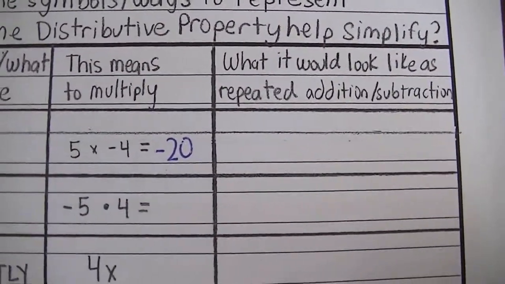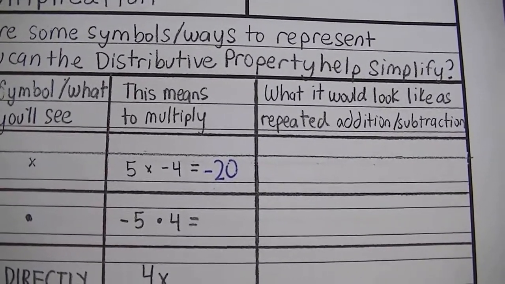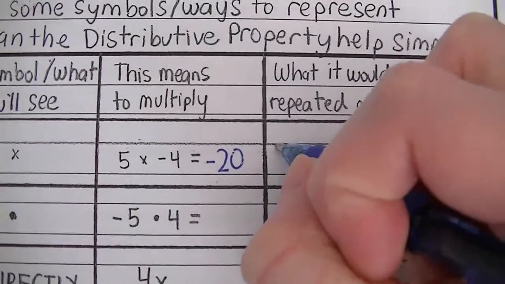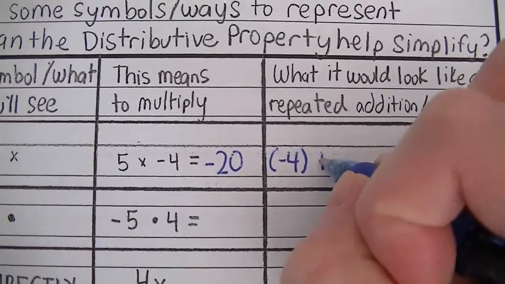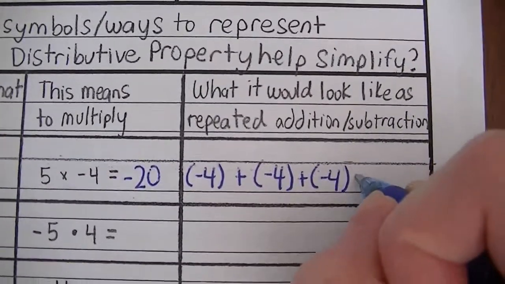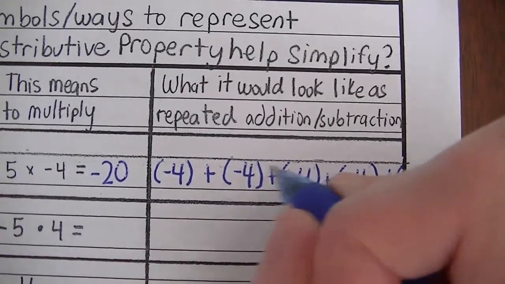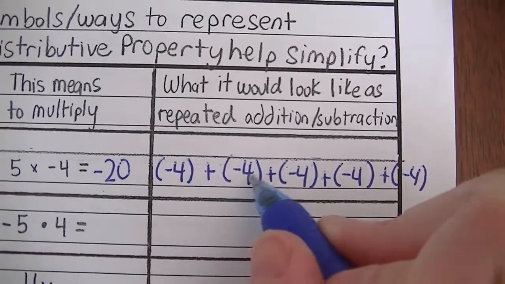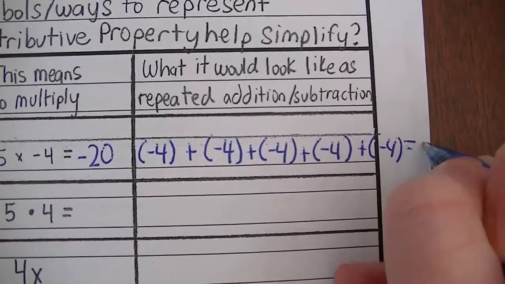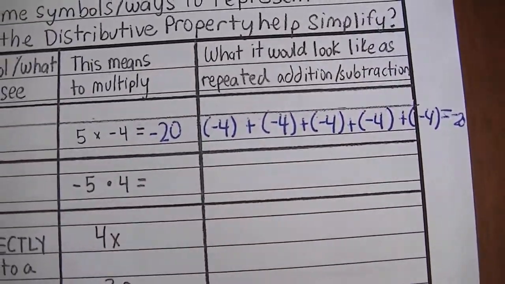This is what it would look like as repeated addition or subtraction, because I hope you know by now that multiplication is just repeated addition or repeated subtraction. So this means add 5 groups of negative 4. Here's one negative 4, plus another group of negative 4, there's 2 of them, plus another, there's 3, plus another, that's 4, plus the 5th group of negative 4. 1, 2, 3, 4, 5. When you add all those together, negative 4 plus negative 4 plus negative 4 plus negative 4 plus negative 4, you would get negative 20 as your answer. Sorry, I got kind of cut off right there, but you'll see we have the same answer.